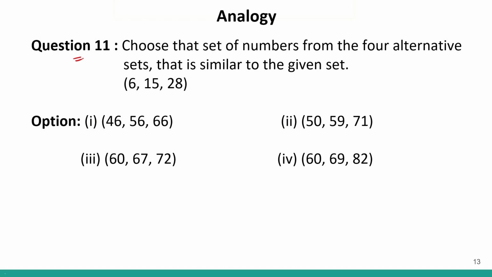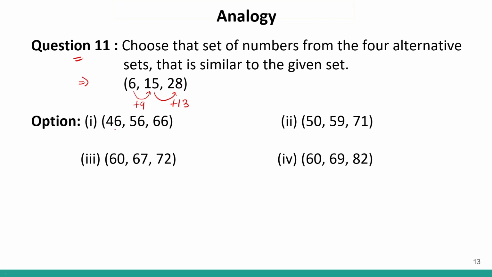Question number 11. Choose that set of numbers from the 4 alternative sets that is similar to the given set. So same type of question. Now we have 6, 15 and 28. So 6 to get 15, basically this is plus 9 and this is plus 13. Correct? 6 plus 9 will give me 15. 15 plus 13 will give me 28.